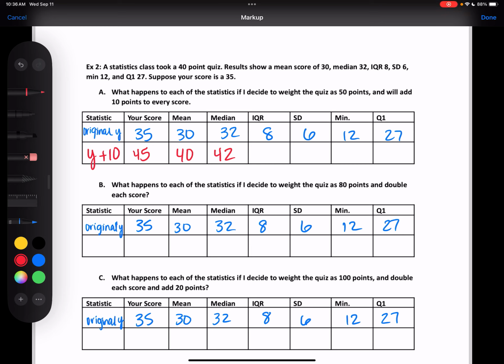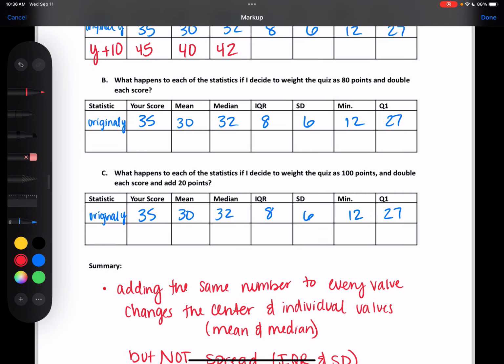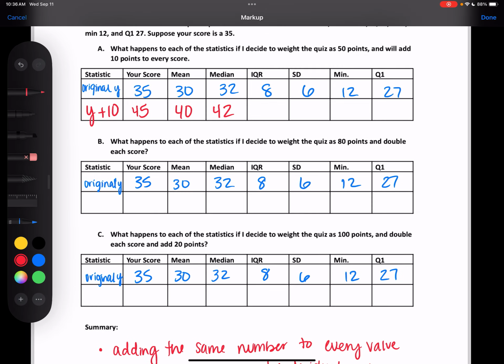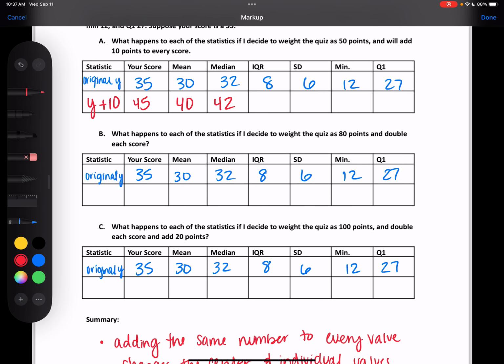What about IQR? 18. Oh, wait, no, it's going to be different, right? Same for everybody. But not spread. So it's just going to stay the same? So it stays the same. Okay. Because all the values are changing by the exact same amount. So standard deviation would also be the same. So it would be 6.